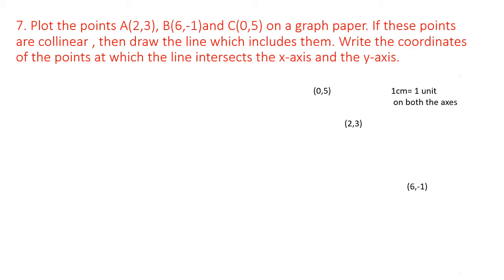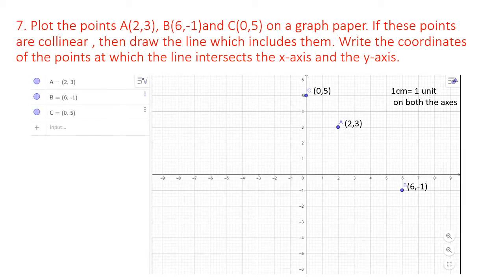Now the seventh question says: plot the points A(2, 3), B(6, -1) and C(0, 5) on the graph paper. As you can see, we have the x coordinate of A as 2 and the y coordinate as 3. So we draw this, x coordinate 2 and y coordinate 3, and we get this point A. Then next we are supposed to draw point B whose x coordinate is 6. So this is 6 on the x-axis and minus 1 here on the y-axis.